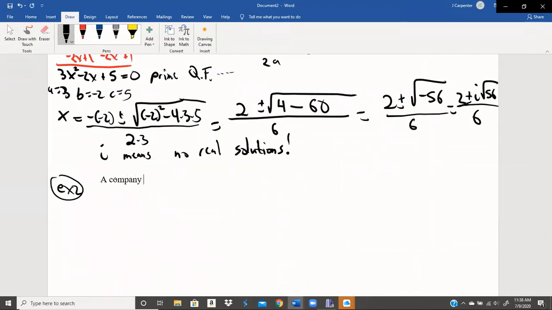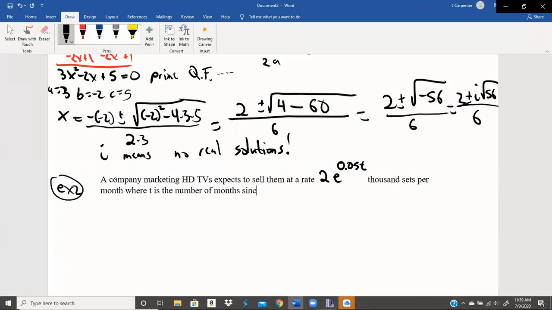A company marketing high-def TVs expects to sell them at a rate, and that word rate usually means we end up having to do an integration, of 2e to the 0.05t. That's 0.05t, and this is in thousands of sets per month. T is the number of months since available.